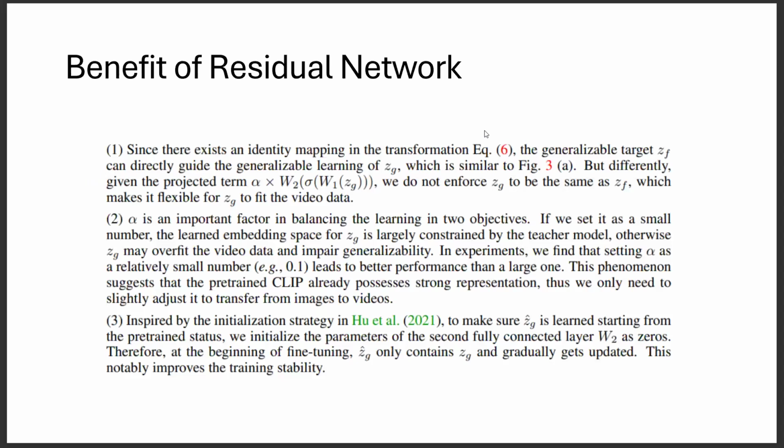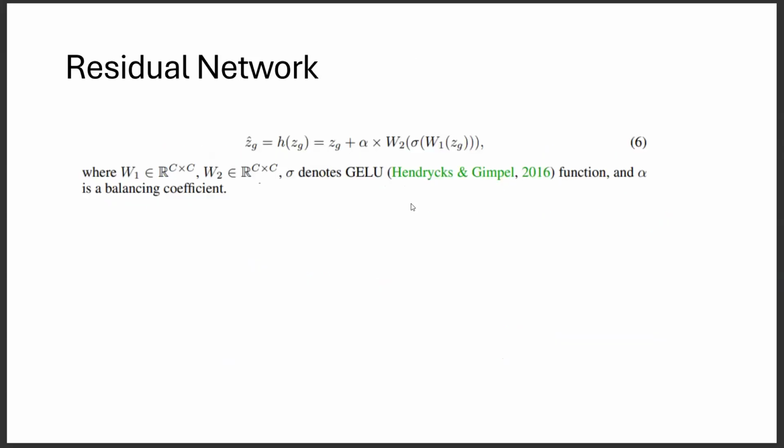So the first benefit they mention is that since they're just adding the residual to the student's embedding, they are not forcing the student model's output to be the teacher model's output. So the student model's output can be a bit different from the teacher model's output. So there is scope for fine-tuning the student model to a particular data set.